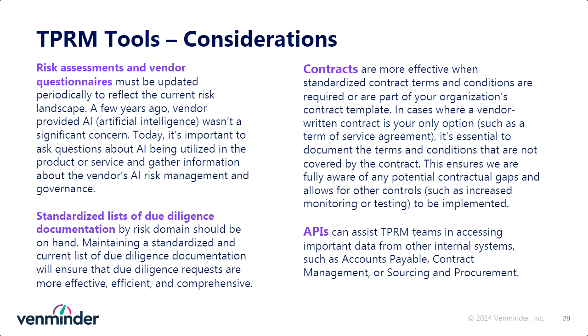And finally, your APIs. These are the connectors between disparate data systems. So having the ability for your third-party risk management system to connect, for example, to your AP system can be invaluable because that other layer of data is going to help you make better decisions and take action.